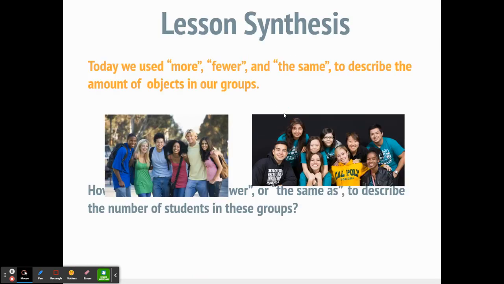And then we're going to close it by saying, today we use more, fewer, and the same to describe the amount of objects in our groups. And then we're going to discuss what does fewer mean, what does more mean, and what does same mean. And then that's the end of your lesson.